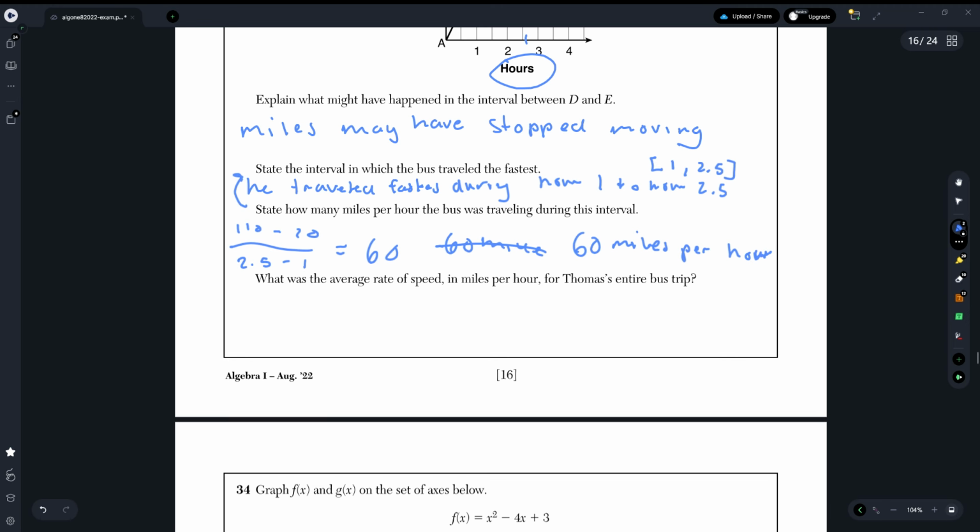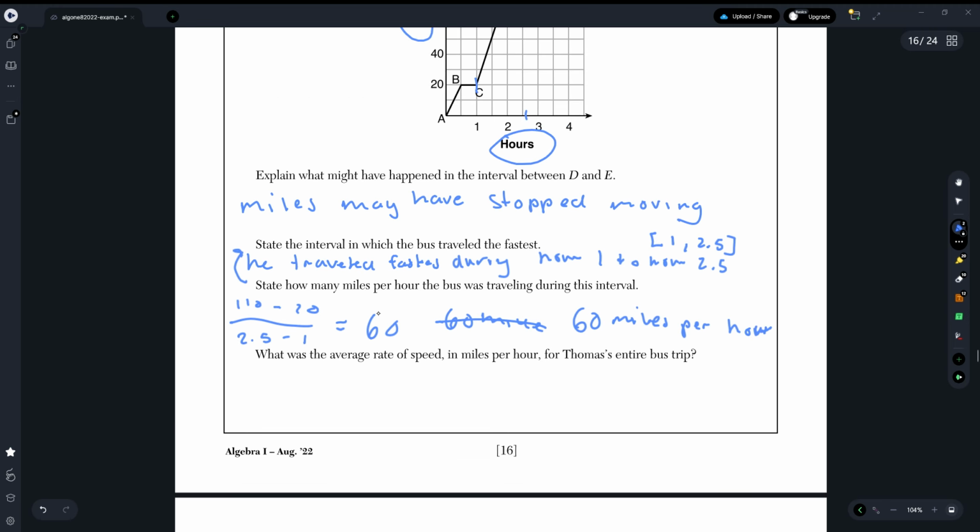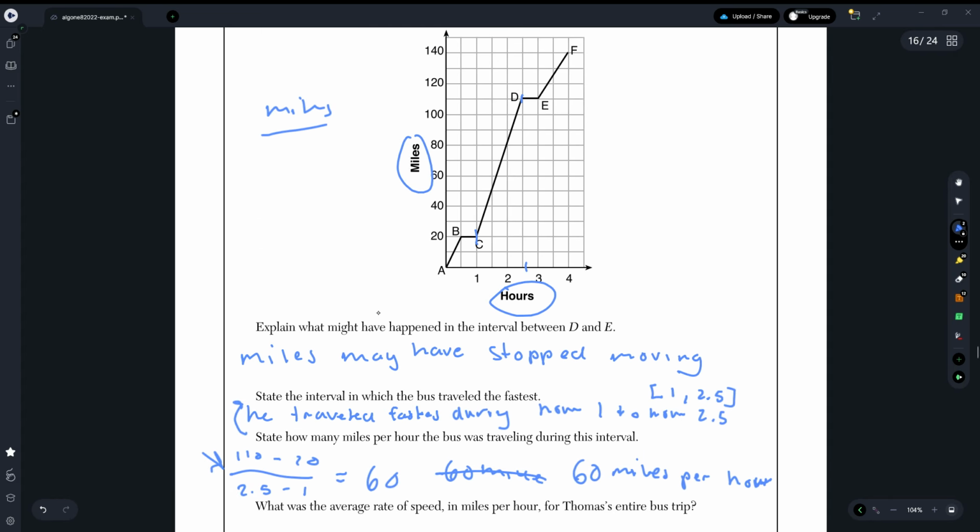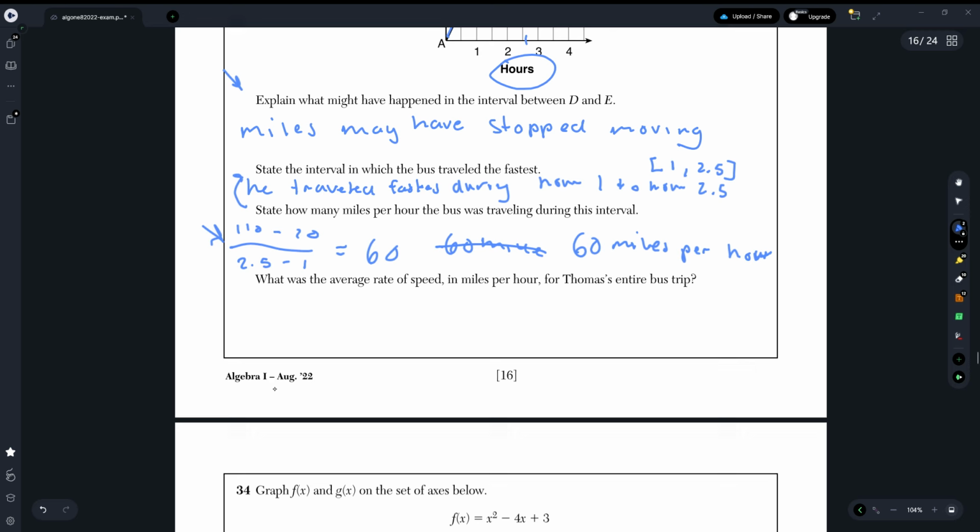And just like I was saying, you could have done this thing where you just calculated the slope for interval AB, for interval FE. Whichever value would have been the highest is when he was traveling the fastest, right? Also, I noticed this is about a bus, so maybe a better explanation would have been the bus stop moving instead of miles, but ultimately it doesn't really matter.